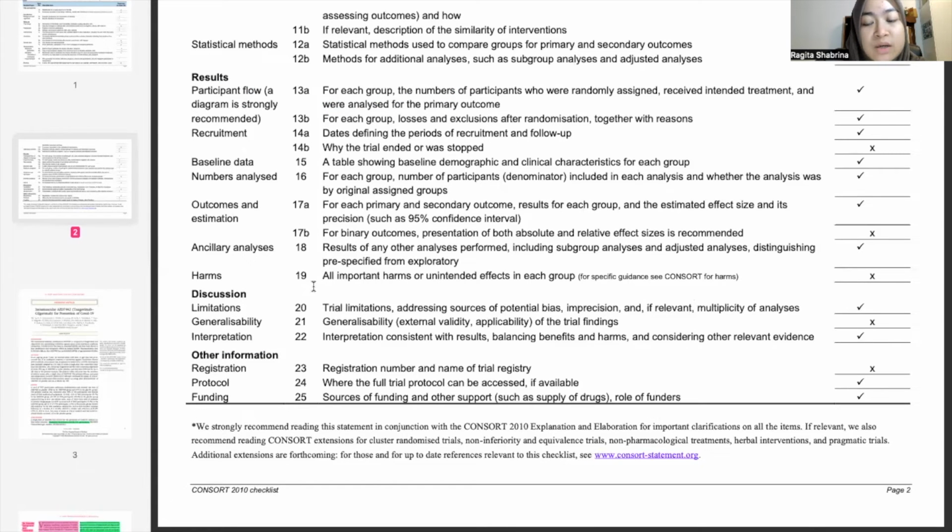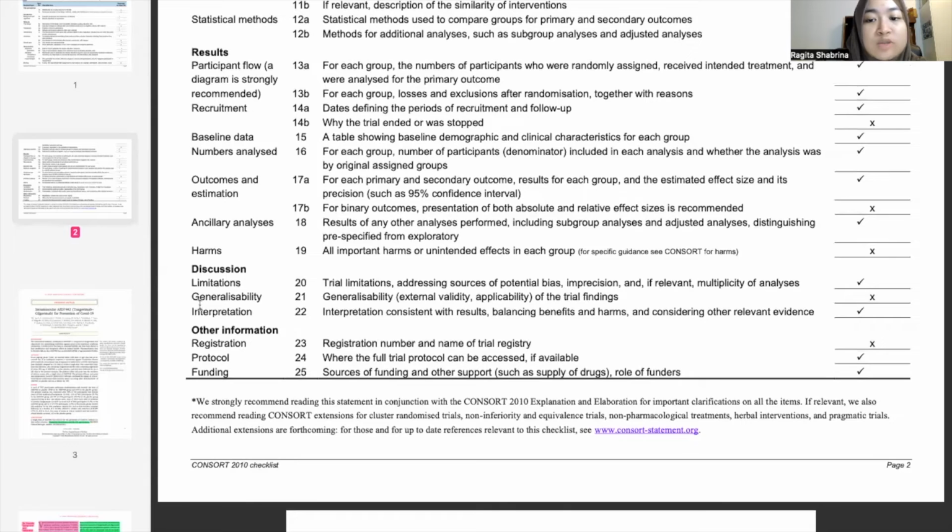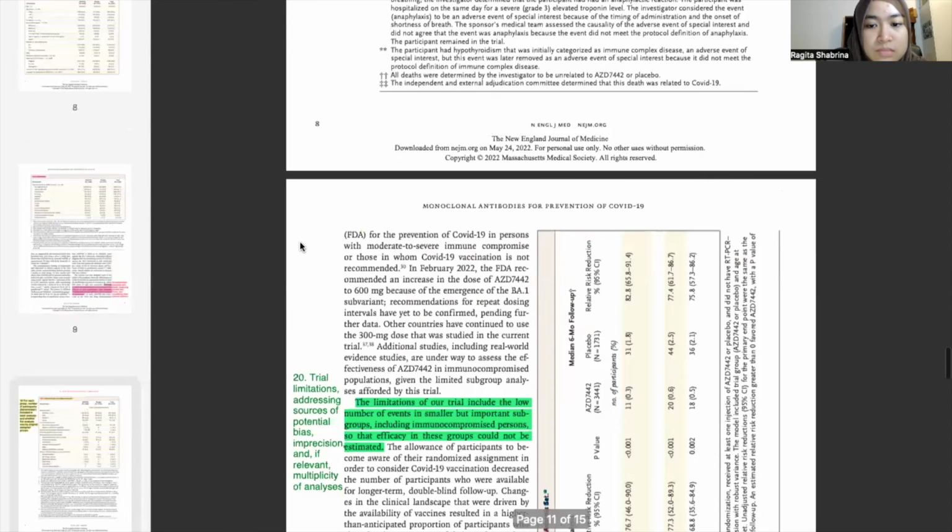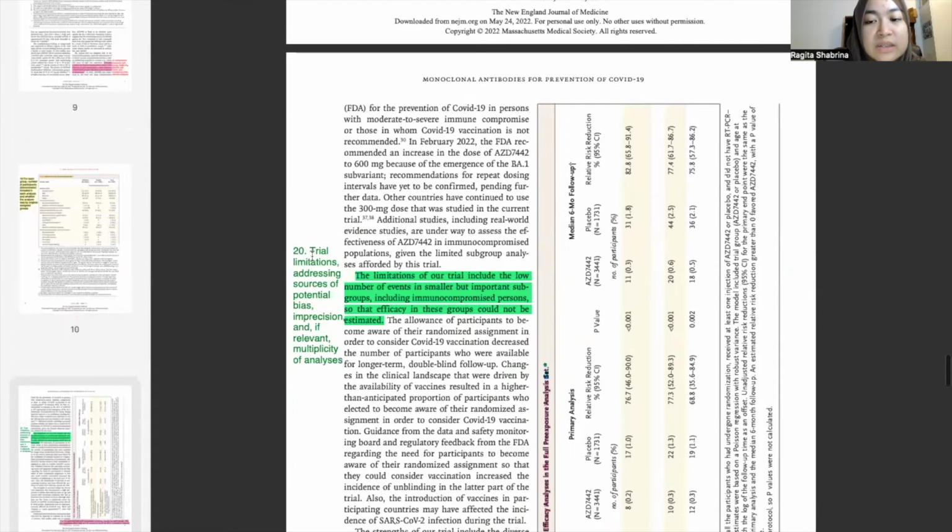This is for 19. There is no checklist in this article, so we move to the 20. This is trial limitations, addressing sources of potential bias, imprecision, and, if relevant, multiplicity of analysis. So this is for the 20.